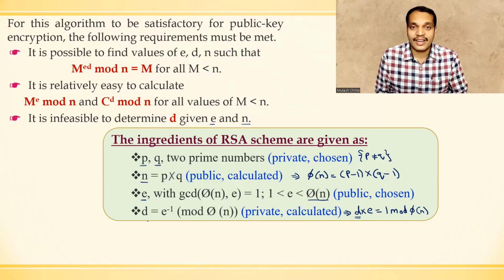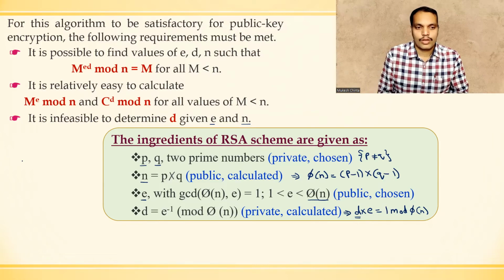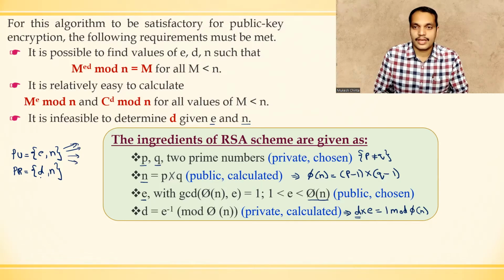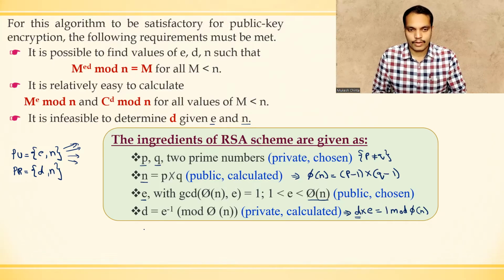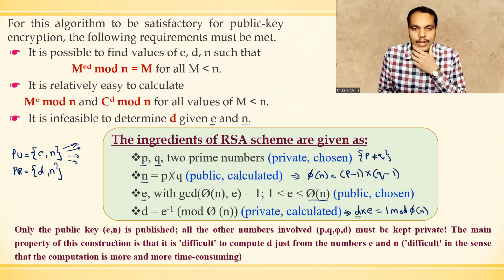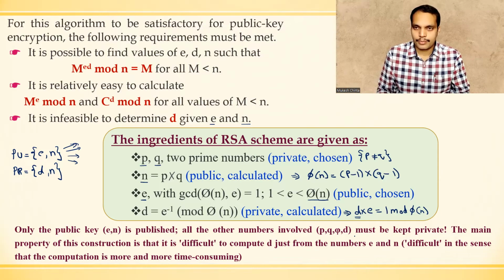Finally, you have to calculate the value D such that D into E is equal to 1 mod psi of N. So your public key is nothing but E comma N, whereas your private key is nothing but D comma N. This public key is now shared with your user, whom you want to communicate with, or with a group of users. This private key is kept secure. You don't disclose it to anyone. You can see this here now. Only the public key E comma N is published, and all the other numbers involved, including your two prime numbers P and Q, psi of N, and D must be kept private.